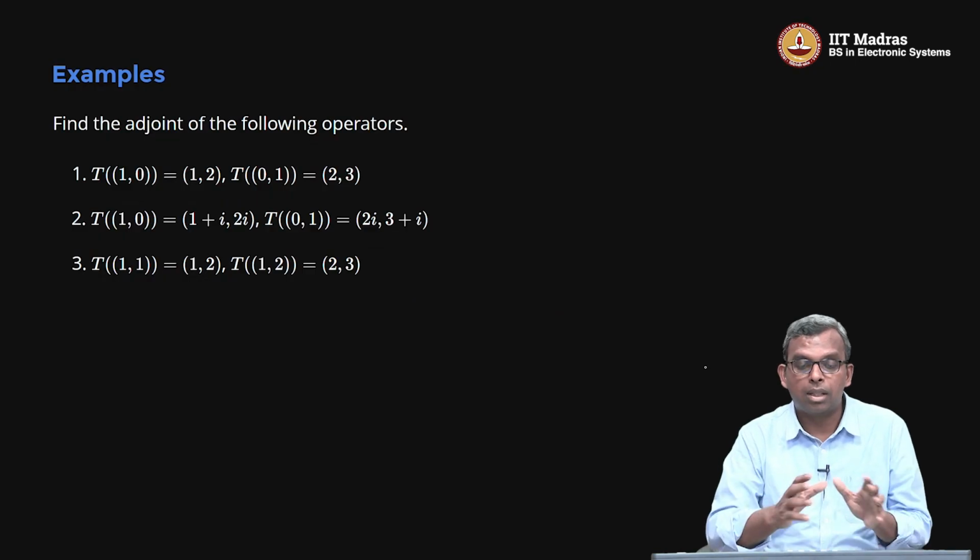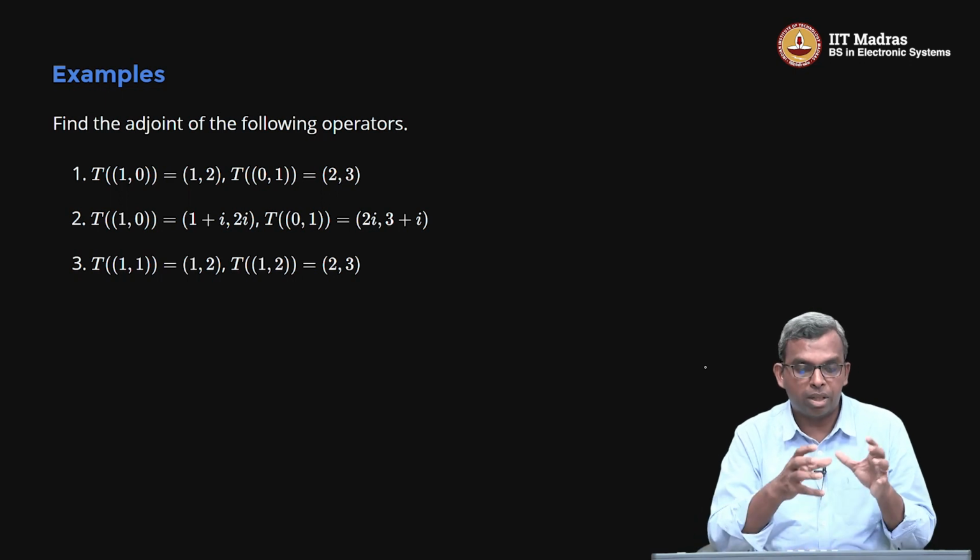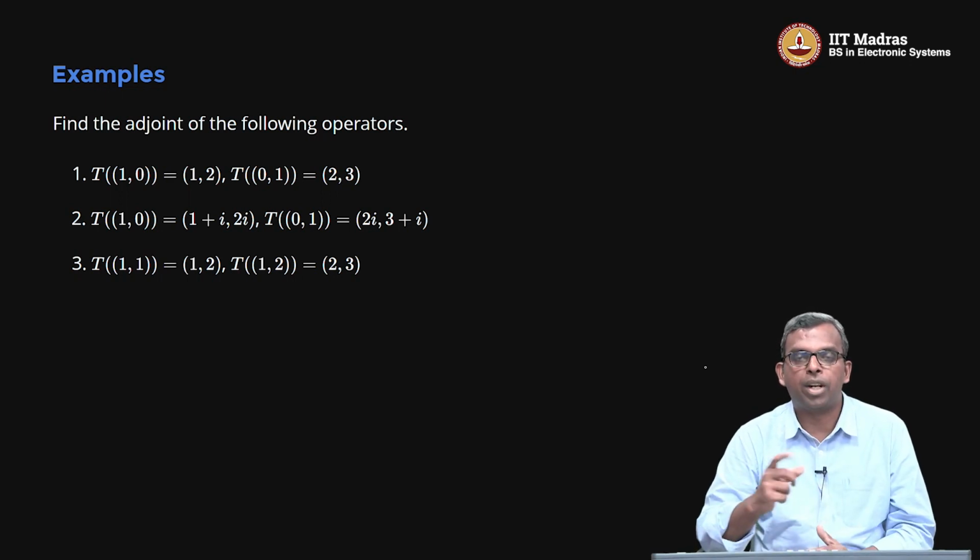Okay, so that concludes our study of the adjoint. I hope this was clear to you, and this is an important skill to pick up: given a specification of a transform, how do you find its adjoint?